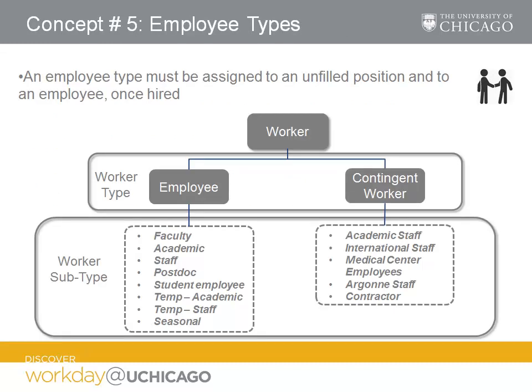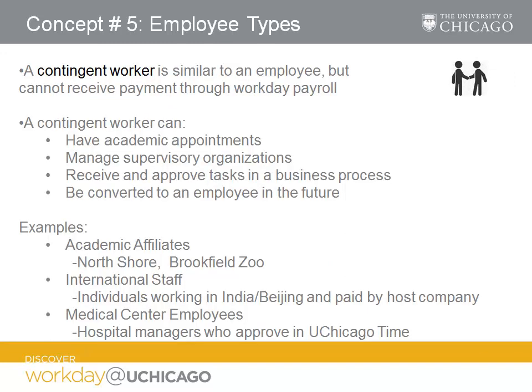The fifth core concept of Workday is employee types. The two main types of workers are employees and contingent workers. The employee worker types cover faculty, academic, staff, postdoc, students, temps, and seasonal workers. The second worker type, contingent workers, are unique in that they are not paid through Workday payroll. At UChicago, most contingent workers are members of affiliated organizations. A contingent worker can have many of the same attributes as employees, but they are not paid through Workday payroll.